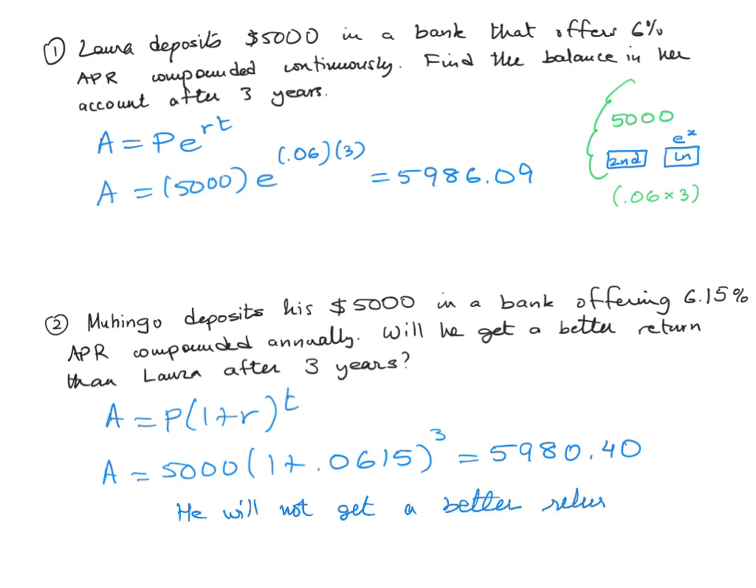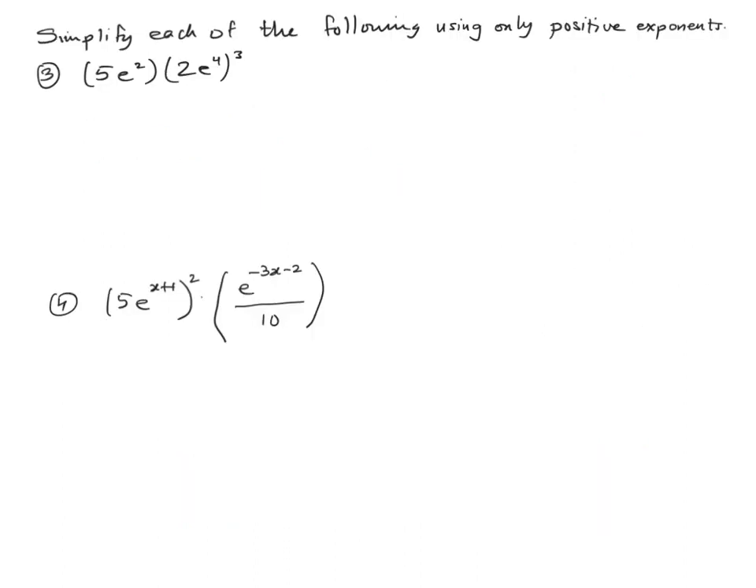Now, here's another thing to keep in mind, that once it's decided that Muhingo is getting a worse return than Laura, he has less money in the bank. And so even if he continues to do this compounding, there's never going to be a chance for him to catch up, because Laura is going to keep having more and more and more money in her bank account. So you didn't actually have to go to the 3 years. You could have just waited for 1 year to pass by to figure out who had more money after 1 year, and then whoever was winning after 1 year was going to continue to win moving forward.